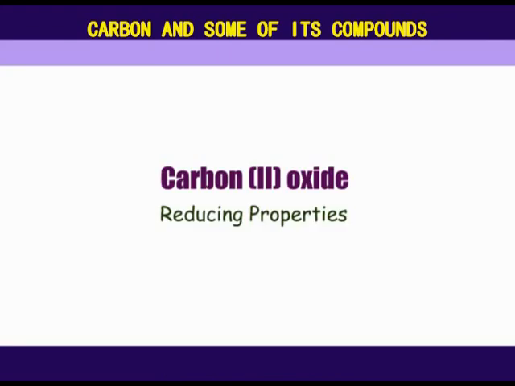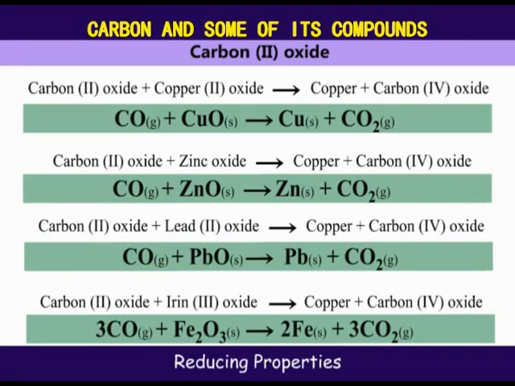Carbon 2 oxide readily removes combined oxygen from metals low in the reactivity series, such as copper, lead, and iron. In turn, it is oxidized to carbon 4 oxide. The reducing property of carbon 2 oxide makes the gas useful in extraction of some metals from their oxides.